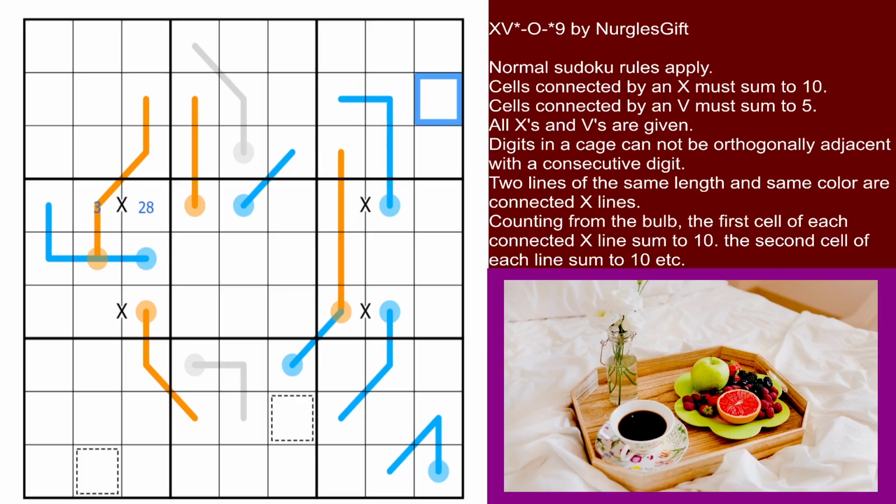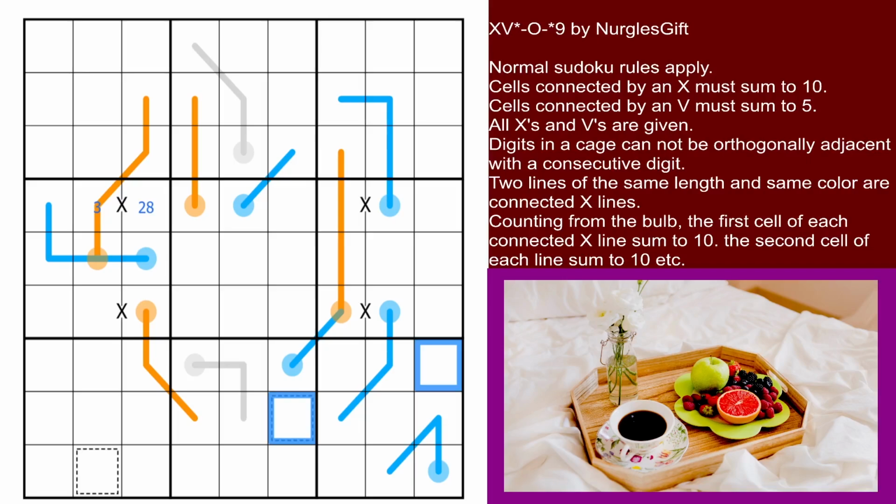Digits in a cage cannot be orthogonally adjacent with the consecutive digit. So we see 2 cages here, and that means whatever digit we put here should not be orthogonally adjacent to this. So if we have, let's say, 2 here, these cannot be 1 or 3. You cannot have 1 or 3 here, because both 1 and 3 are consecutive with 2. So that is what this means.